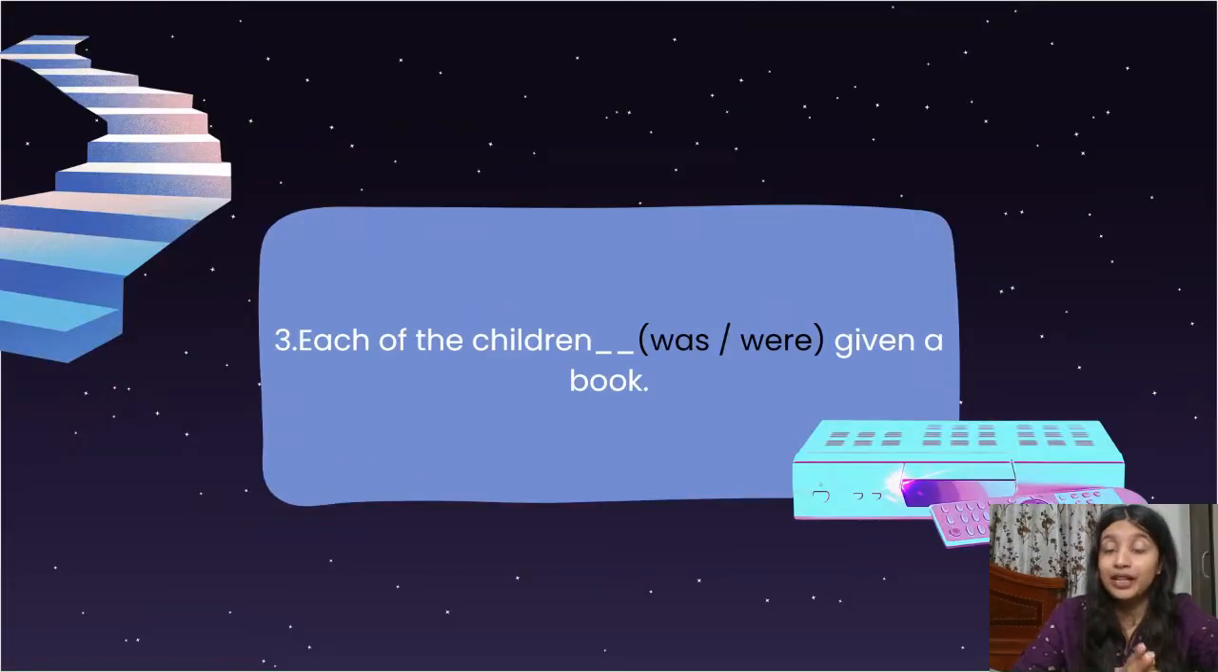Each of the children dash given a book. Tell what is the answer for this. So the answer for this is was, because though children is plural, each is the subject, right? And each is singular. So you will use the word was.